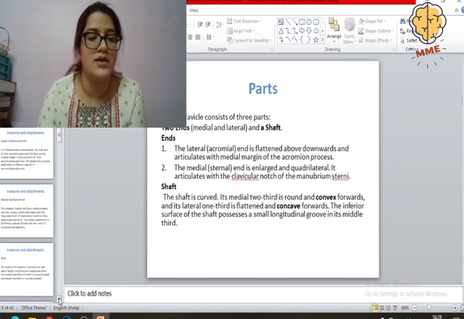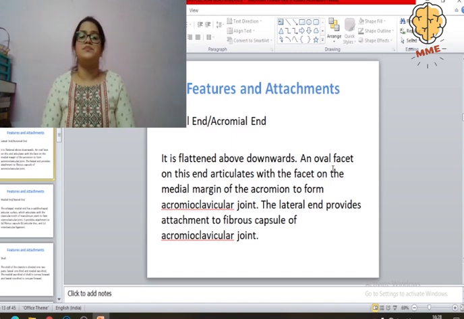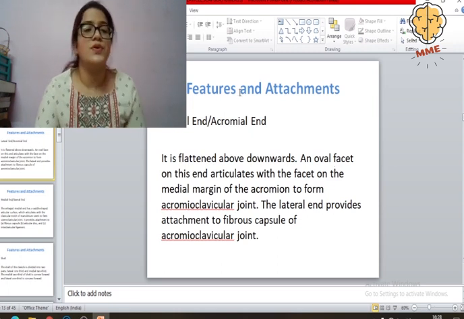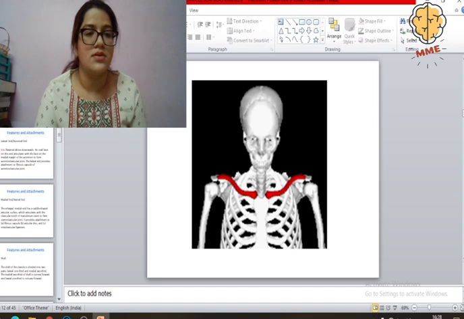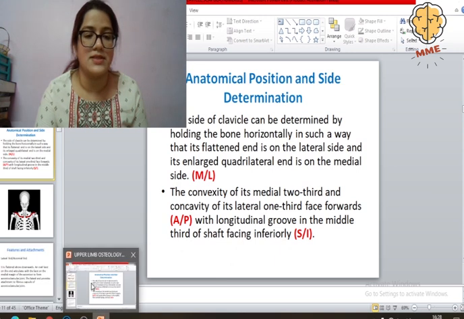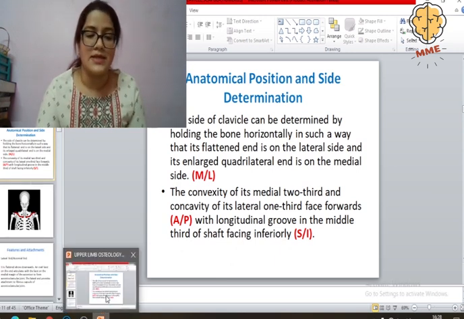Now that we have cleared our doubts, features and attachments. Lateral end. Let's describe the lateral end first. So how do we identify it? Oh, sorry, I just forgot. Just a minute. The anatomical position. My God, how can I forget this? This is the most important slide. Why?